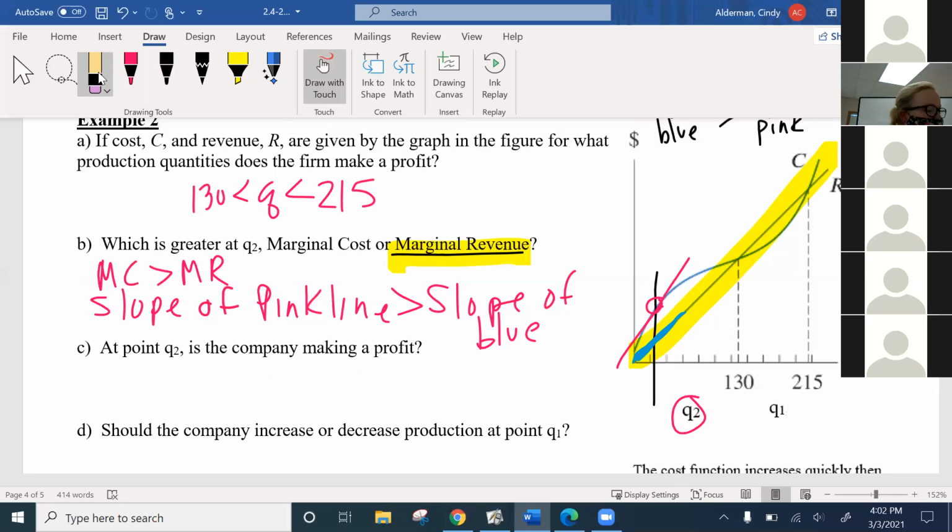So back to point Q2. Is the company going to make a profit at Q2? Definitely not, right? Because the costs are more than the revenue.